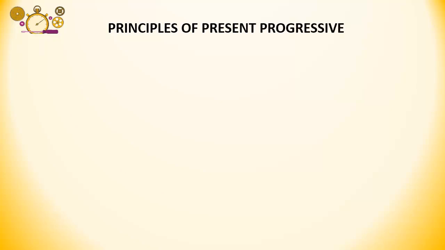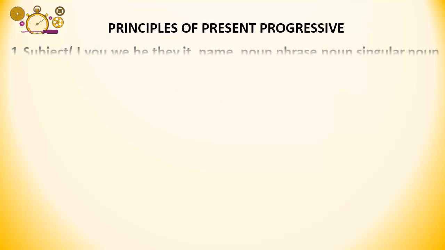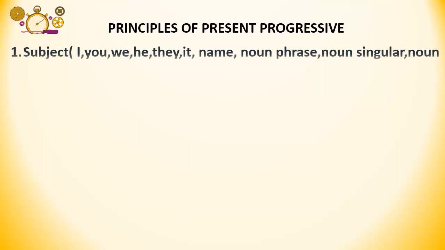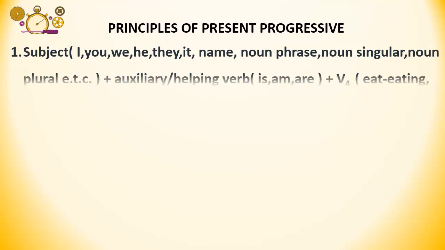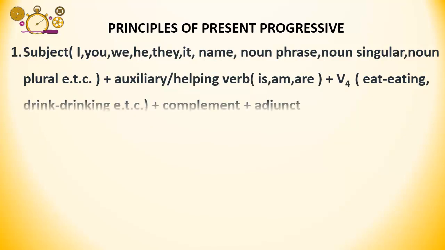Principles of present progressive. Number 1, subject. What are they? I, you, we, he, they, it, name, proper nouns, noun phrase, noun singular or noun plural, plus auxiliary or helping verb. What are they? Is, am, are, plus V4. It is the present participle, children. Eat, eating, drink, drinking. Plus complement plus adjunct.